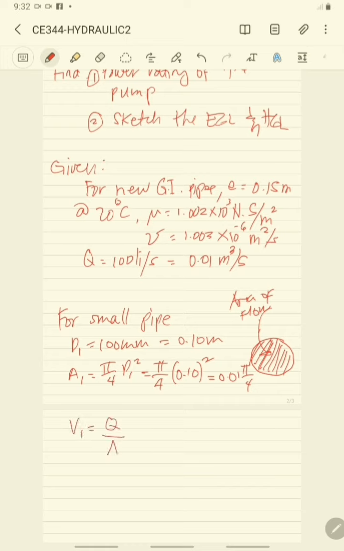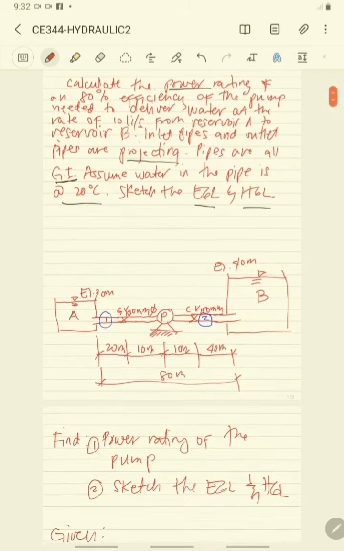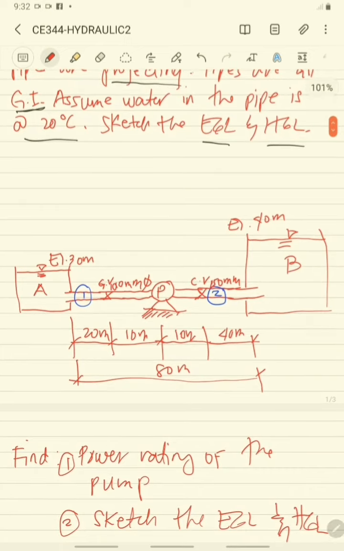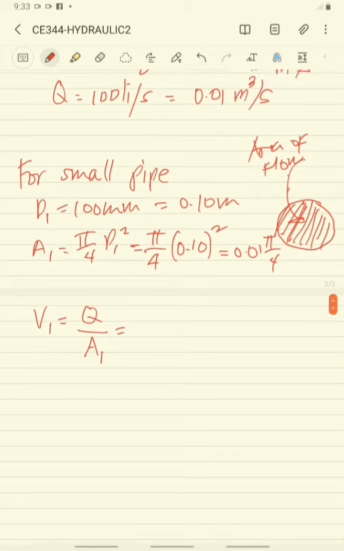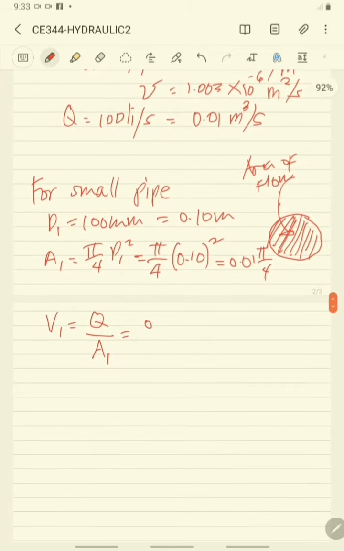Then we have here our velocity. Velocity is equal to Q over area 1. The Q of your problem, the discharge, is constant. The entire flow of water in your problem is constant. So we have Q, which is 0.01, over 0.01 pi over 4. So we cancel, and we have 4 over pi meter per second.